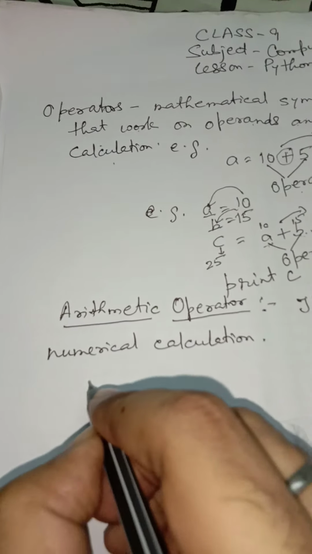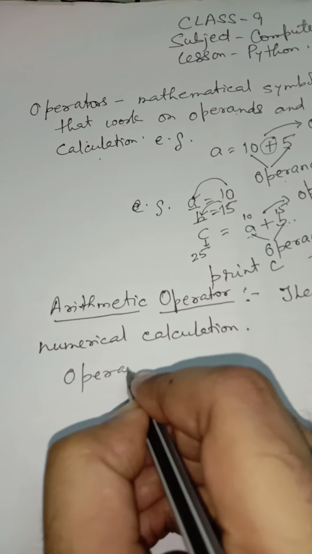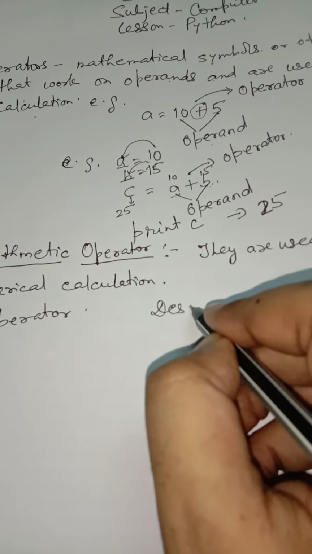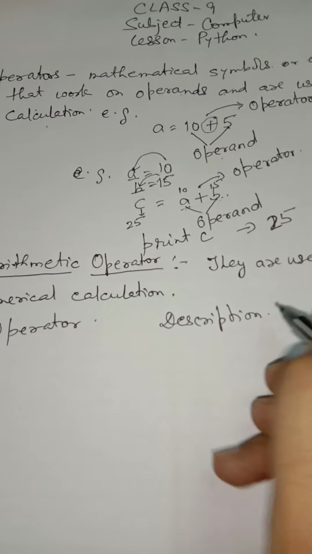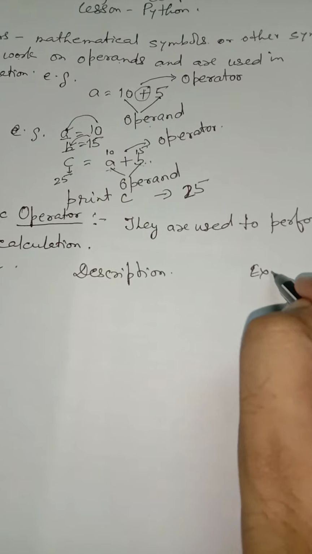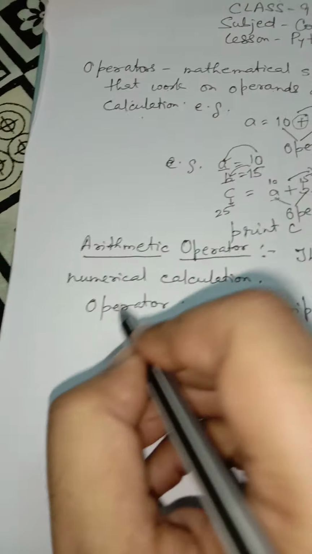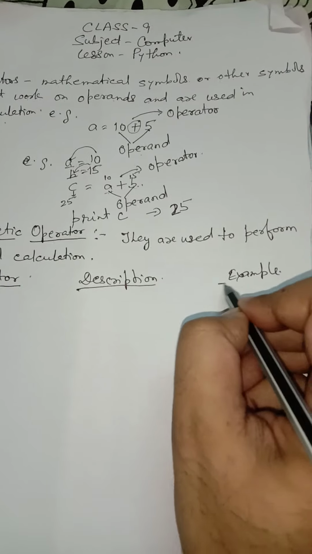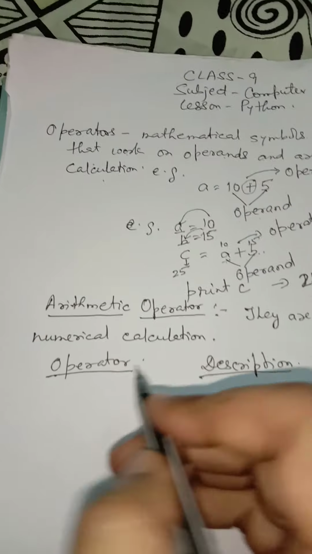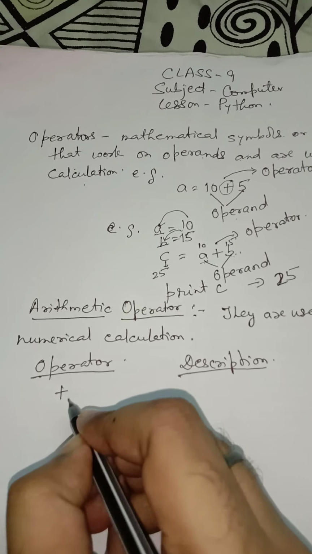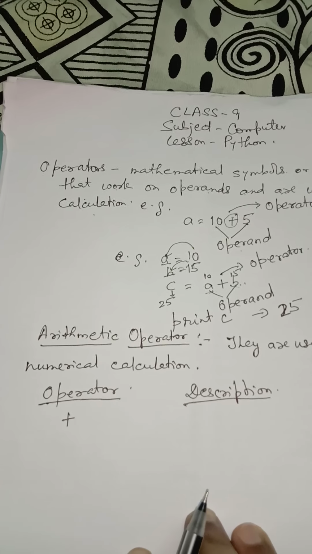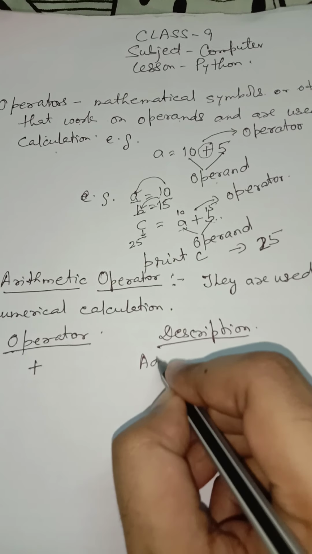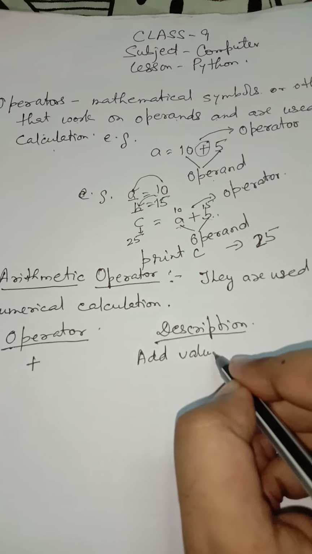Let us first write the operator, the name of the operator, their descriptions, and an example. So the different arithmetic operators, their descriptions and their examples. Plus is the first arithmetic operator. For what purpose is it used? It is used to add values.